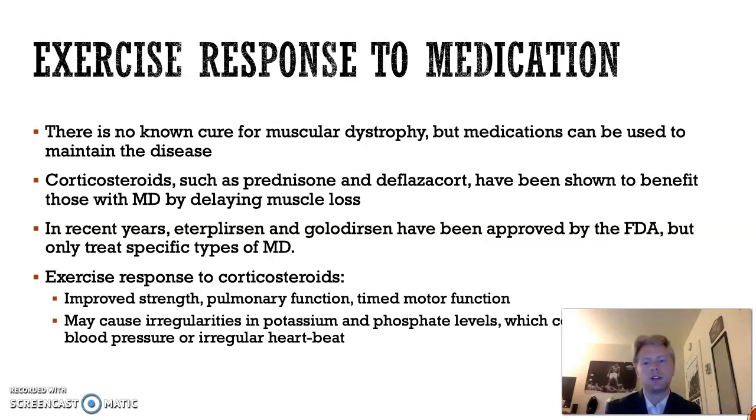In recent years, they also discovered that you might be able to take eteplirsen and golodirsen, and they've both been approved by the FDA, but they only treat specific types of muscular dystrophy, so it just depends what you're suffering from.